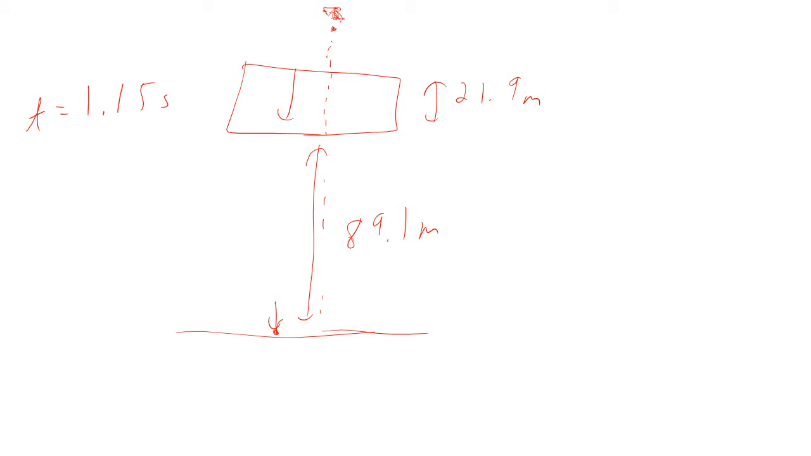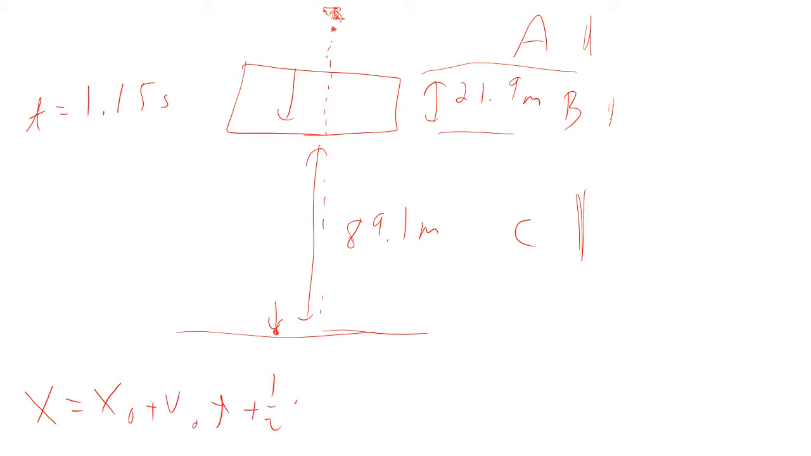Okay, all right. So we look at this problem and we say, well, gosh, how do we solve this problem? And we realize that there are three parts to the problem. Part A, Part B, Part C. So Part A is above the scoreboard, Part B is crossing the scoreboard, Part C is below the scoreboard. Now we only have two equations. x equals x naught plus v naught t plus 1/2 a t squared. And then v equals v naught plus a t.